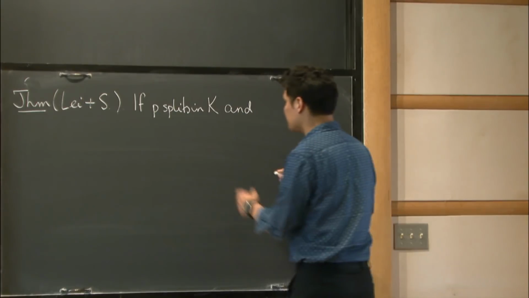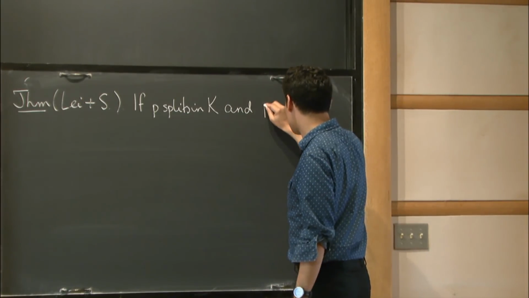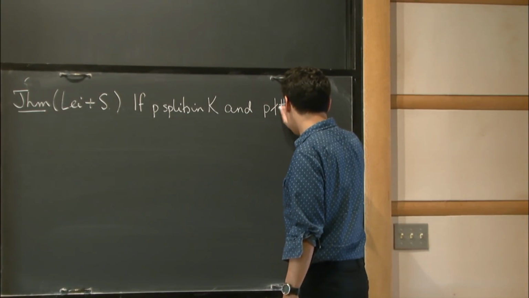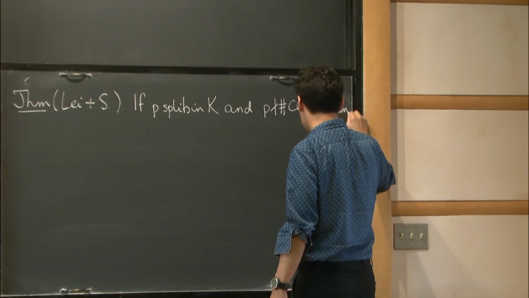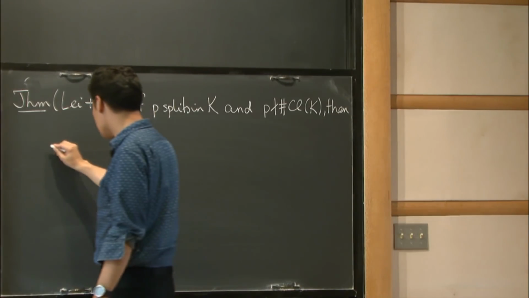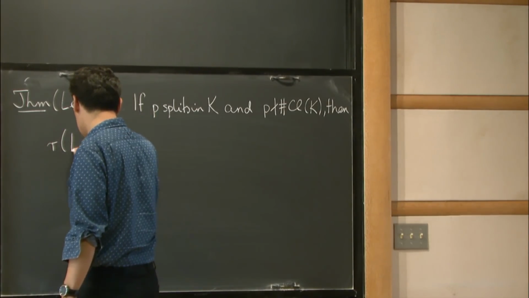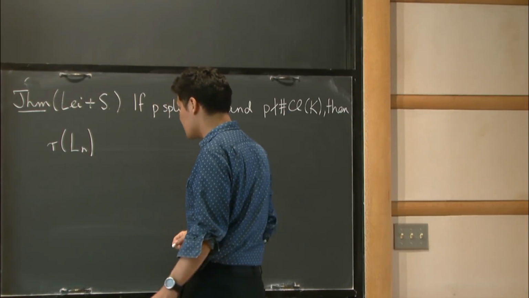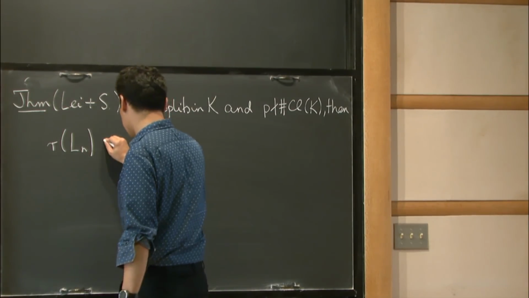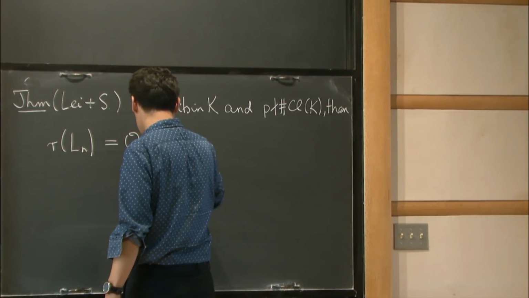If p splits in K and the class number of K is coprime to p, then the rank at the nth layer of any Z_p extension is big O of p^n.